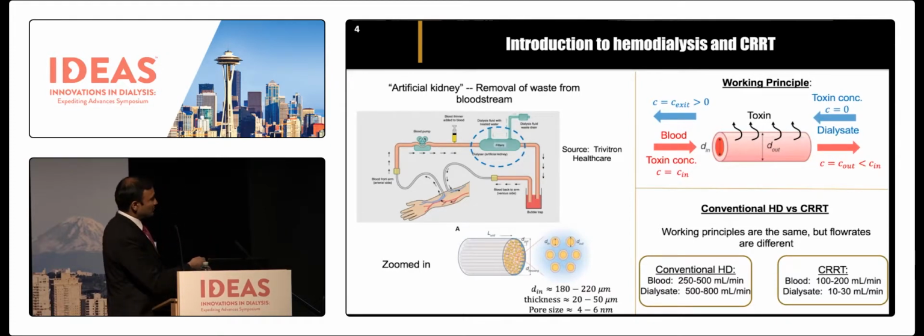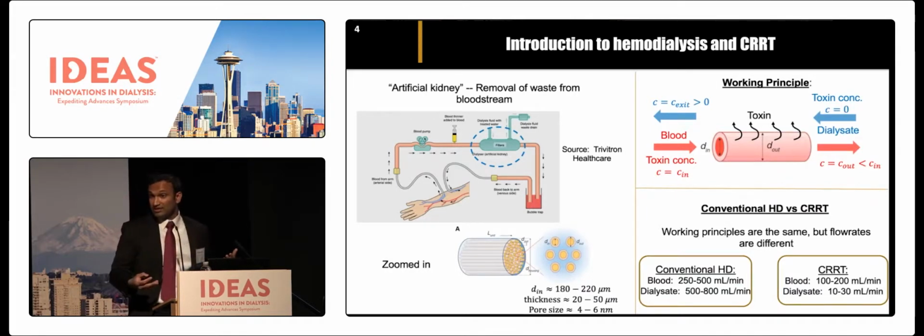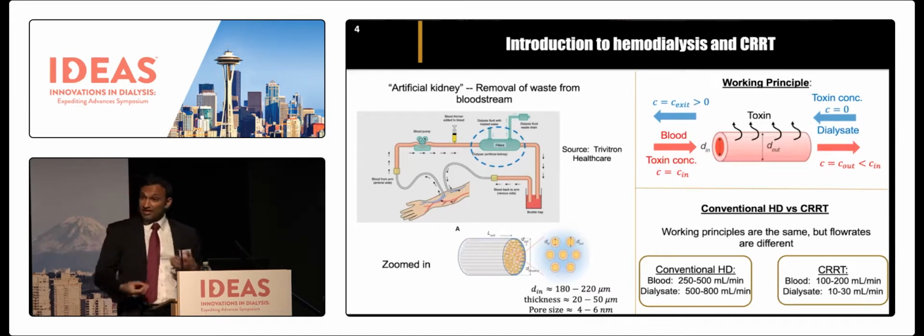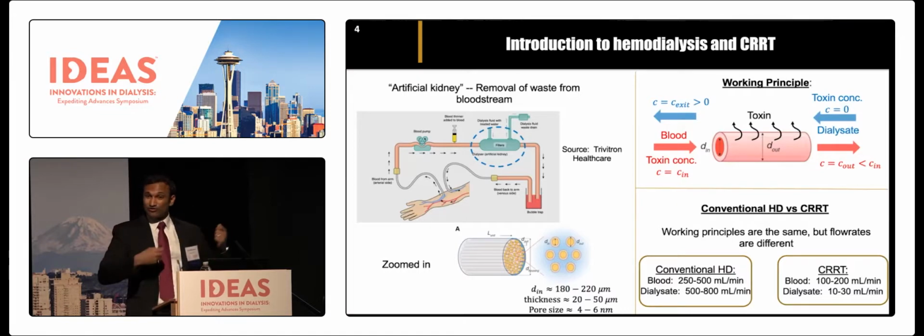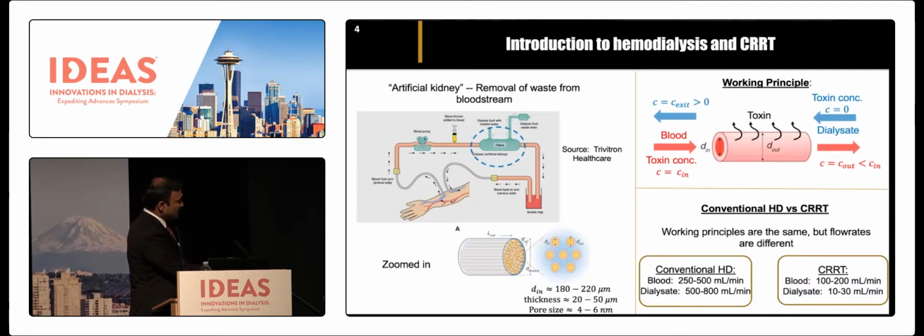So if you're looking, for example, at conventional hemodialysis, you typically have blood and dialysate flow rates on the order of hundreds of milliliters per minute. If you're looking at something like continuous renal replacement therapy or things that work more for wearable devices, you tend to work at much lower flow rates. For example, for CRRT, dialysate flow rates are very low, about 10 to 30 milliliters per minute.